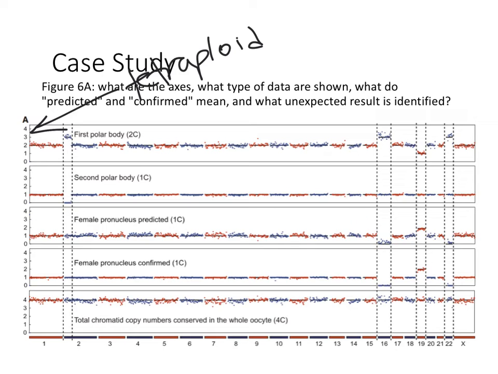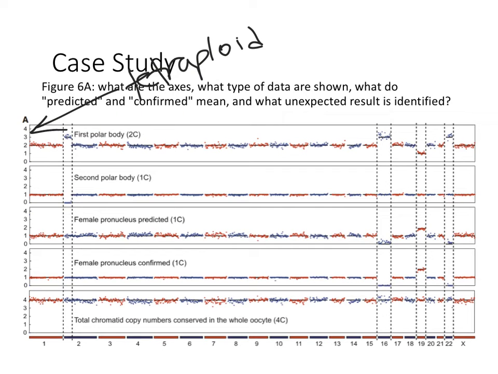What are the different cells? Those are the different panels. What are they looking at here? What components of meiosis are they studying in each of these different graphs? So this top panel has 2 copies of chromosome 1, is what that data point says. What is the thing that they're looking at that has 2 copies of chromosome 1? The first polar body.